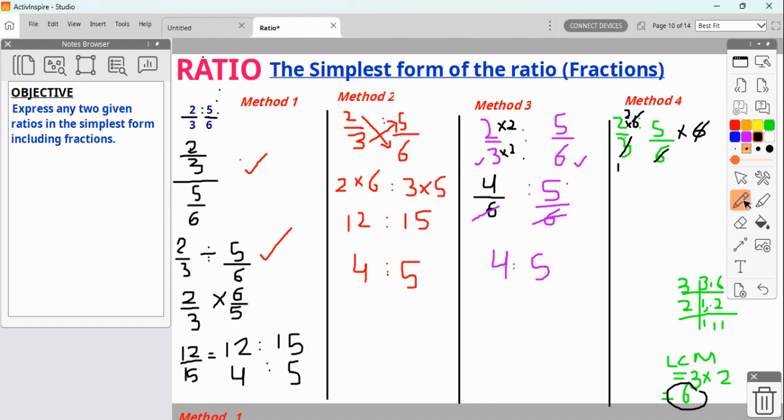We got here 2. So we got 2 into 2, that is 4. Ratio, here we got only 5. 4 ratio 5, that is not further divisible by any same number. So our answer is 4 ratio 5. So I taught you here 4 different methods. Whichever method seems easy to you, you can follow that method and solve the ratios in the simplest form that includes fractions.